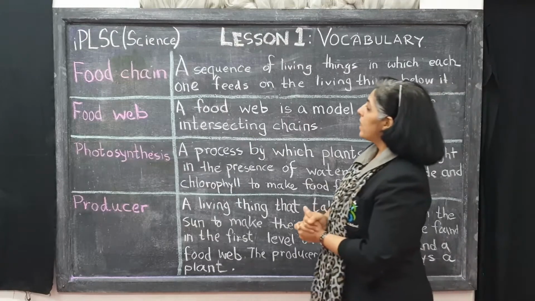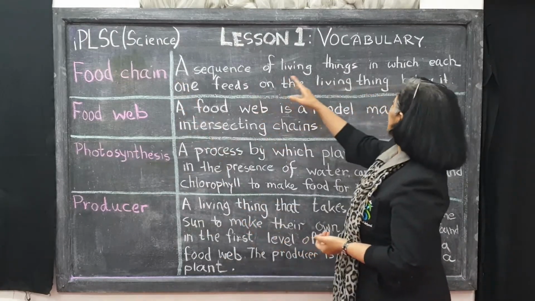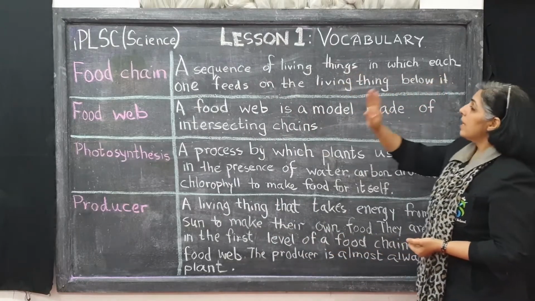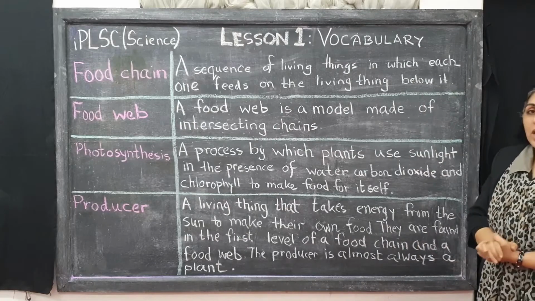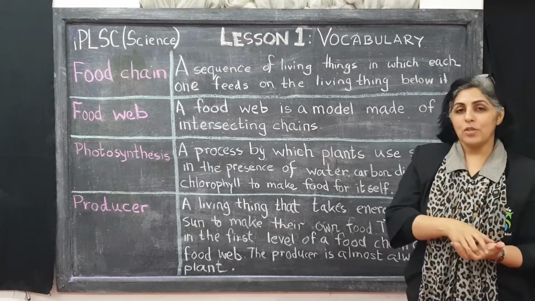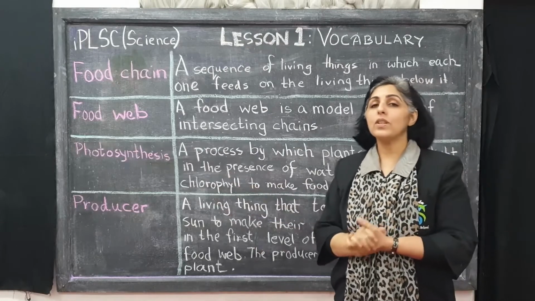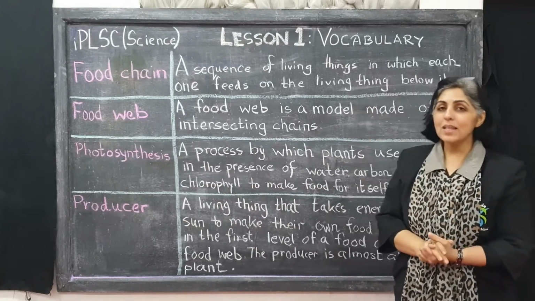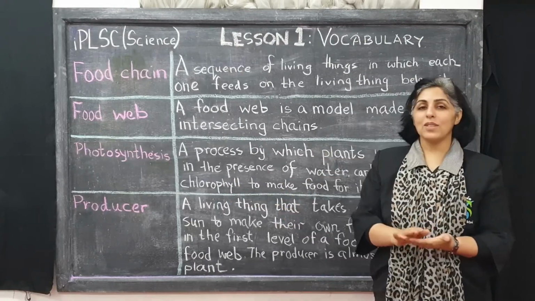So let's read together. What is a food chain? A sequence of living things in which each one feeds on the living thing below. You remember the food chain? There's a producer and then there are consumers, right? And producers we know mostly are plants or grass, and then the consumers are herbivores and carnivores.